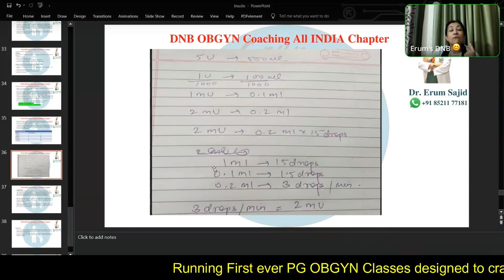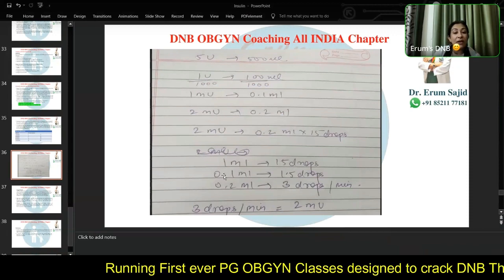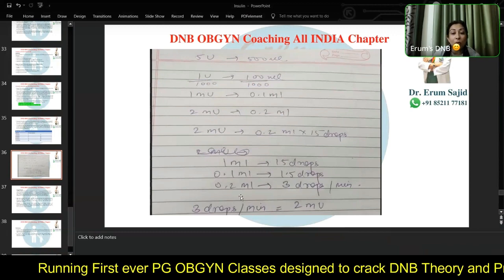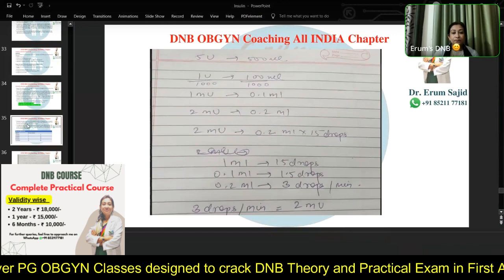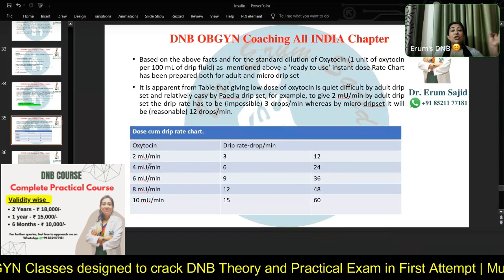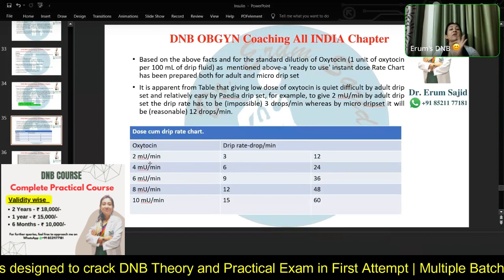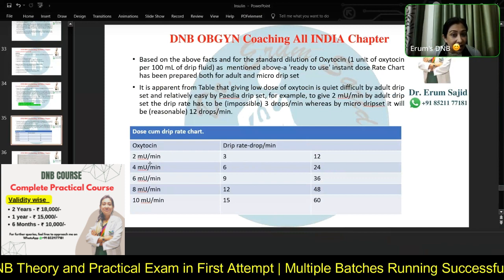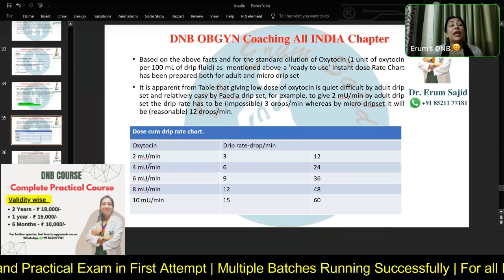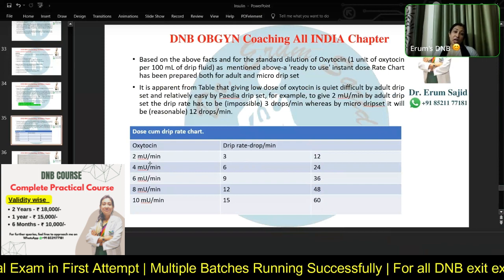That means 1 ml was 15 drops. So 0.1 ml becomes 1.5 drops, and 0.2 ml means 3 drops per minute, which is what is written in the chart also over here. Right? So that means 2 milli-unit per minute, if you have to give according to the low dose protocol, according to the adult drip set, equals 3 drops per minute only, which is so difficult.